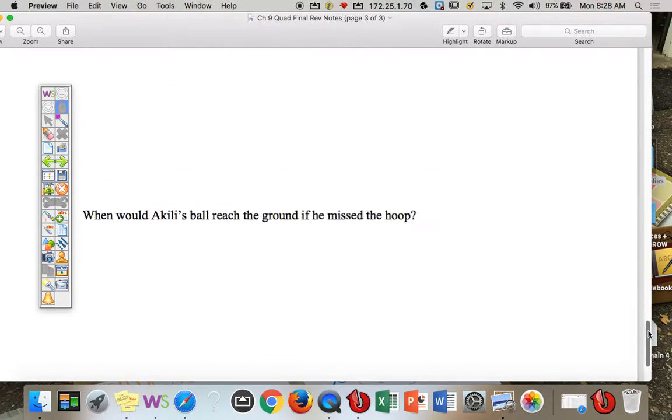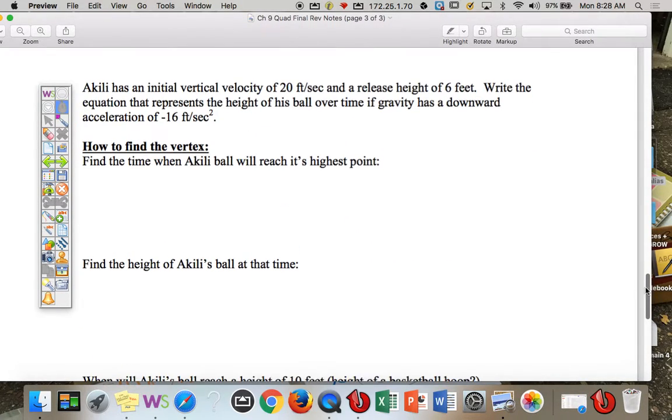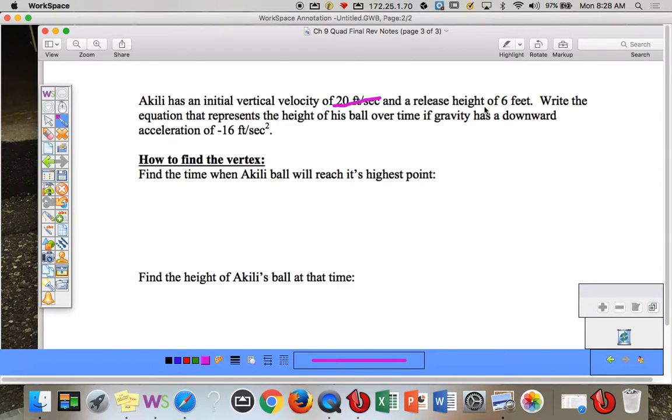Also in that unit, we looked at using this to solve word problems, so let's do that. Achilles has an initial vertical velocity of 20 feet per second and a release height of 6 feet when he's shooting a basketball. Write down the equation that represents the height of the ball over time if gravity has a downward acceleration of negative 16 feet per second squared.